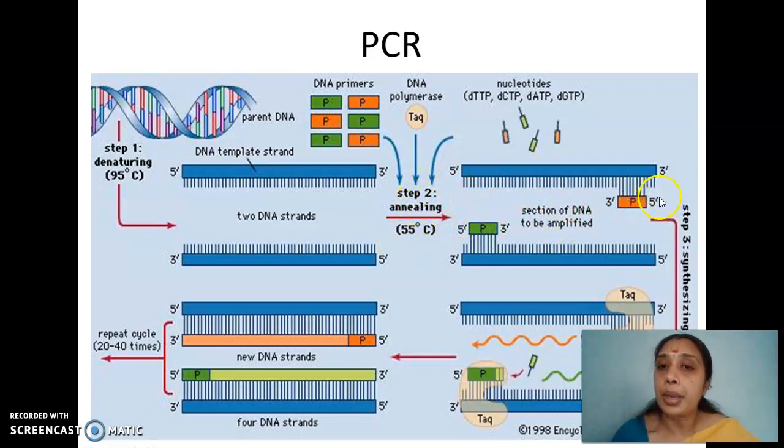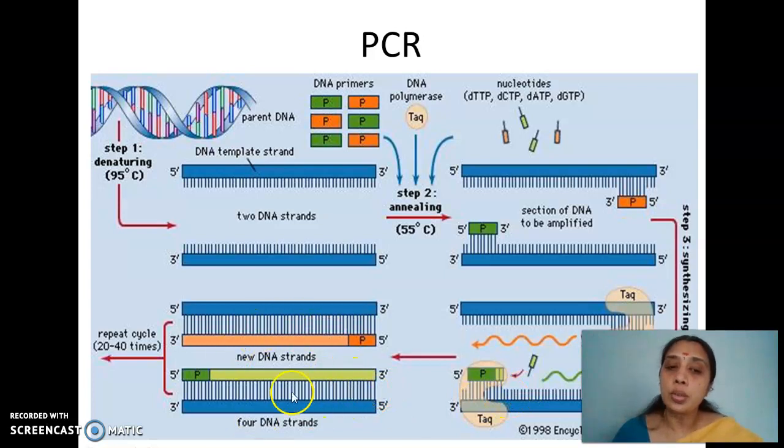At this temperature, it starts pairing and makes a double-stranded DNA. According to the base pairing rule, both the strands undergo pairing, and they give rise to two individual DNA strands. Now we have two different strands. This is how the polymerization happens. This happens in this direction, and it requires some time because it is in the opposite direction.